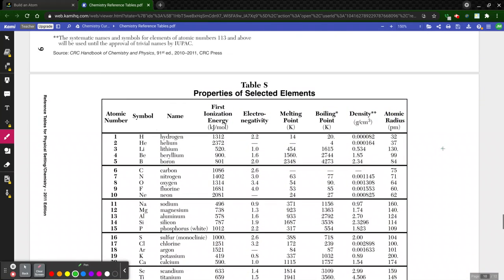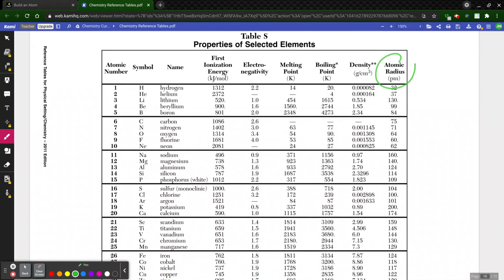So if you notice, atomic radius is given to us on reference table S, and it's given in pm, which stands for picometers, which is trillionths of a meter. Crazy, crazy small, okay, which makes sense because these are atoms. Okay, so the odd one out here is going to be helium, which has a radius of 37, which is very, very small for an atom.